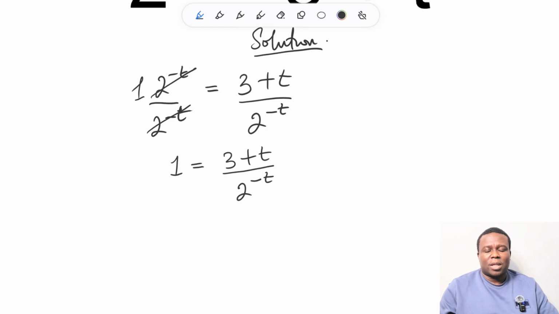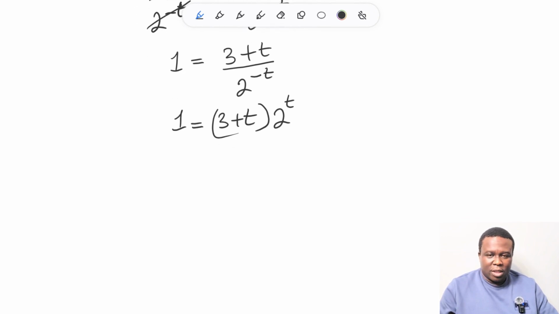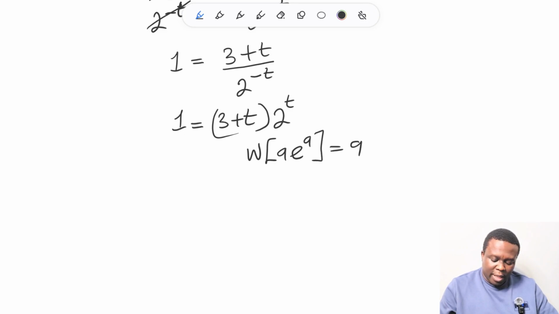Now we can rewrite 2 raised to the power minus t to become 2 raised to the power t if we move it from the denominator to the numerator. So now we have 1 is equal to 3 plus t, 2 raised to the power t, right? Now we have t at the power and also t at the base. Now the Lambert W function states that a raised to the power e^a is equal to a.